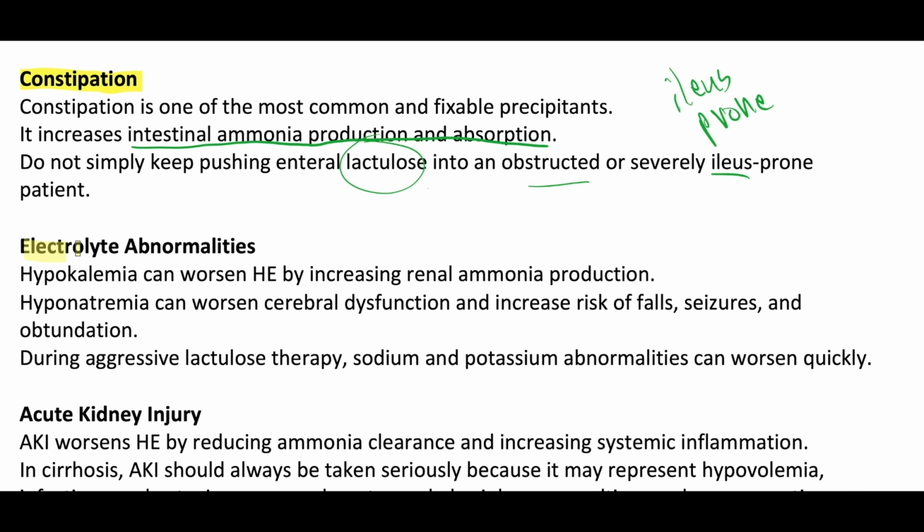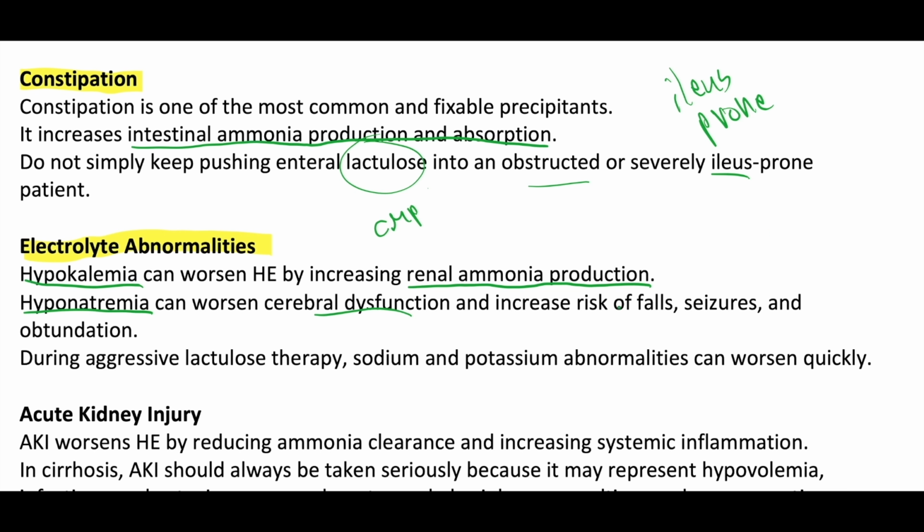Electrolyte abnormalities is a big one. Luckily, we often detect these early because many of us will send a complete metabolic panel right off the bat upon presentation to the emergency department. But hypokalemia specifically can worsen hepatic encephalopathy by increasing renal ammonia production. And then hyponatremia can worsen cerebral dysfunction, which then can kind of compound the hepatic encephalopathy.